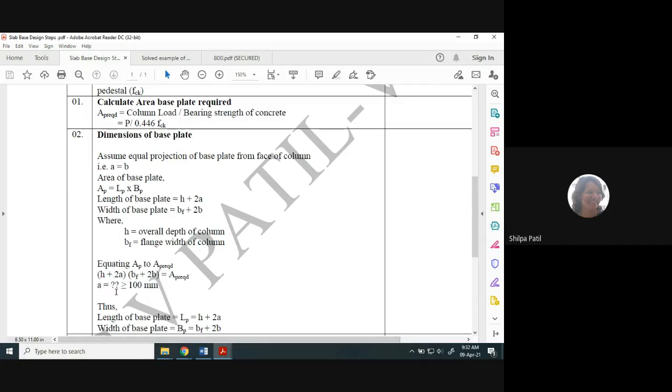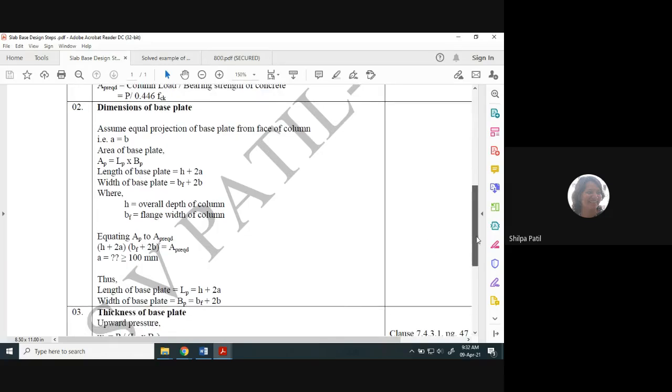a is nothing but the projection of the plate beyond the face of the column. And this projection can be provided maximum equal to 100 mm. It should be less than or equal to 100 mm. Once we calculate a, the length of the base plate, h plus 2a, can be easily calculated, and the width of the base plate also can be calculated, bf plus 2b. So here we have calculated the length and width of the base plate.